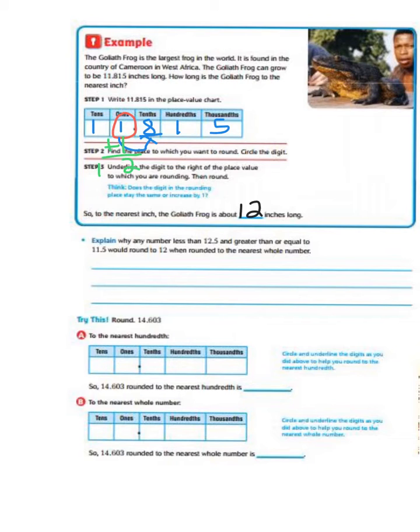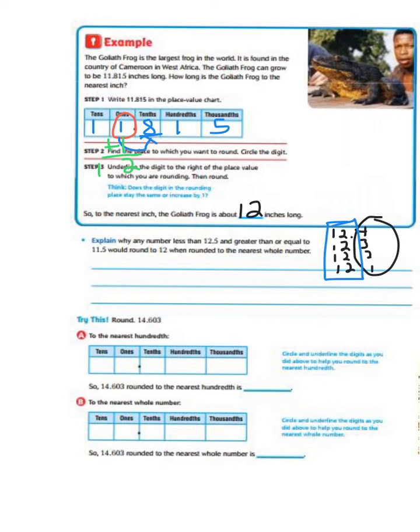So it says, explain why any number less than 12 and a half and greater than or equal to 11 and a half would round to 12 when rounded to the nearest whole number. Well, remember, we're looking at the numbers. So anything less than 12 would be 12.4, 12.3, 12.2, and 12.1. And you see that all of these numbers are less than 5. So we would let it rest. So then we would just stick with our 12. We wouldn't have to raise the score.